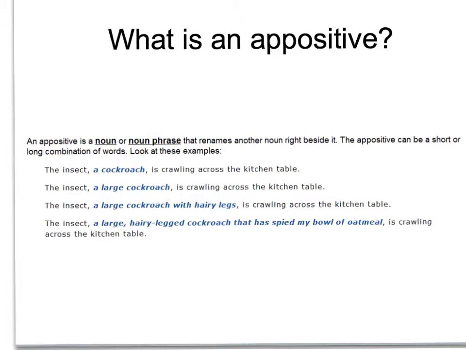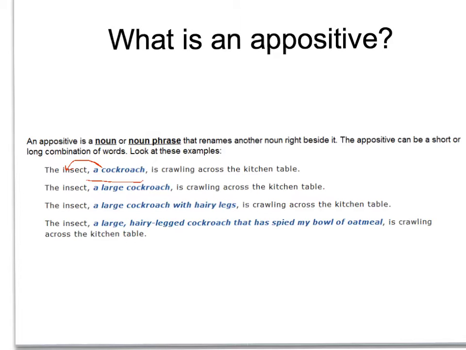Here are some examples. The insect, a cockroach, is crawling across the kitchen table. So we have a cockroach, which is giving more information about an insect. What insect is it? It's a cockroach. The second one: the insect, a large cockroach, is crawling across the kitchen table. So a little bit more information.